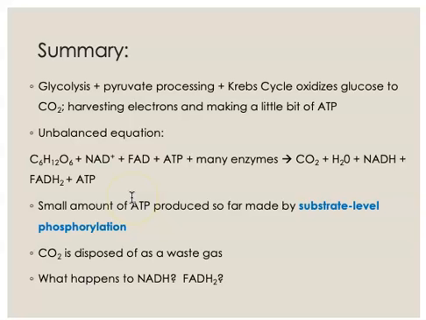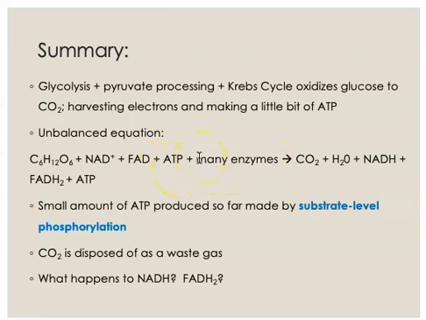I've written out an equation here for us to summarize what we've talked about so far. It's an unbalanced equation, but just again so we think about what's going in and what's coming out. Here's our glucose, C6H12O6. We have to provide electron carrier molecules, NAD+, and FAD. We have to spend a little bit of ATP. And a whole lot of enzymes are involved.